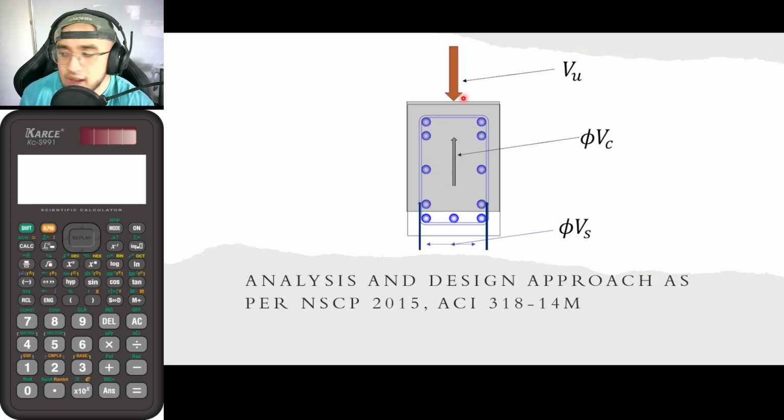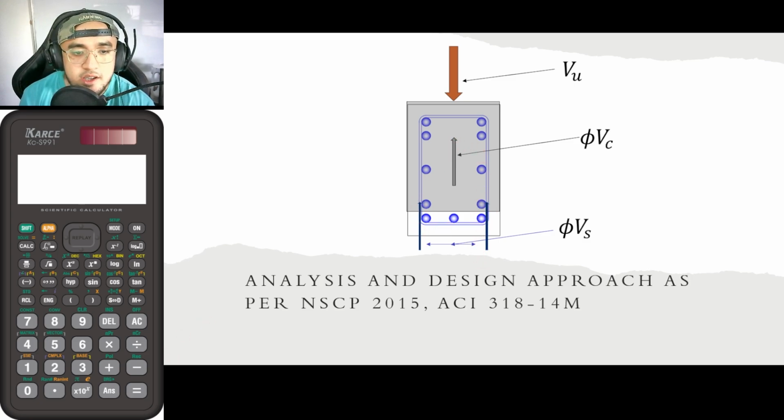Looking at this figure here, suppose that it is subject to a shear load. This shear load is actually carried by both the concrete and the stirrups. As you can see here, for Vc, this gray area is the effective area of concrete that is actually contributing to the strength in shear. And as for Vs, as you can see here, we now have two lines, this line and this line.